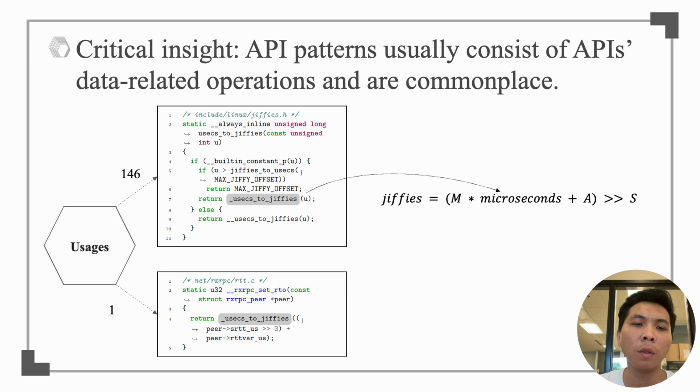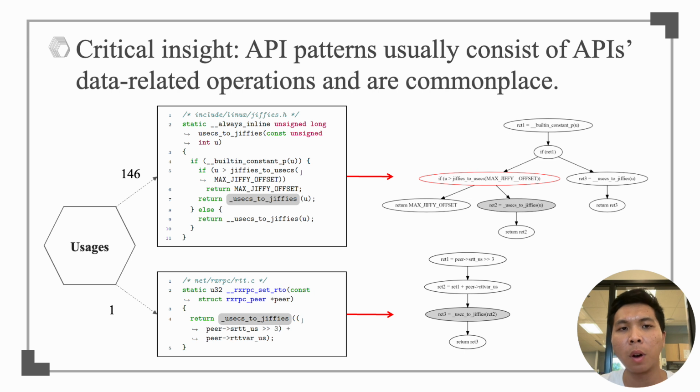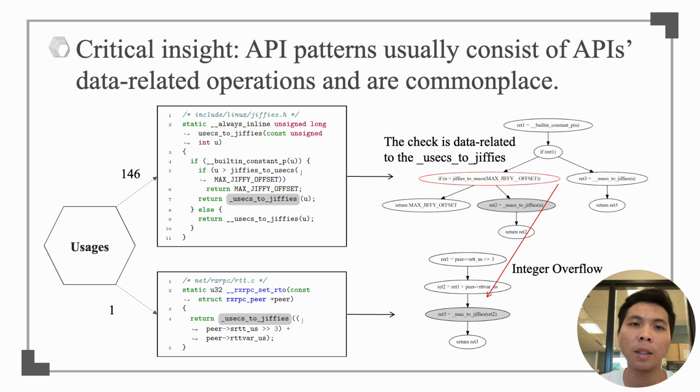146 out of 147 usages of exec2gifs follow the pattern. These are the control flow graphs. The check in the red circle is to avoid integer overflow. The check is data related to exec2gifs. We can build control flow graphs consisting of operations data related to exec2gifs from the 147 usages. The maximum frequent subgraphs are the patterns and can be used to detect the misuse.